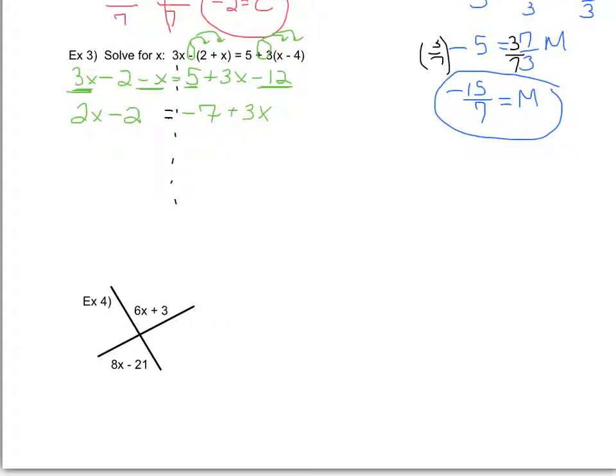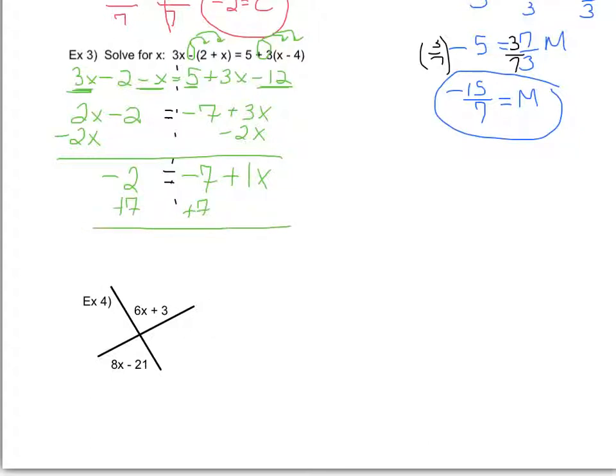And now I want to make sure the variable's on only one side, which means I either have to subtract the 2x away or subtract the 3x away. It doesn't matter which. Again, I like to get rid of the smaller number, but it really doesn't matter. And now I have negative 2, my equal sign drops down, negative 7, 3 minus 2 is a positive 1x. I now get rid of that minus 7 since it's not attached to the variable by adding 7 to both sides.